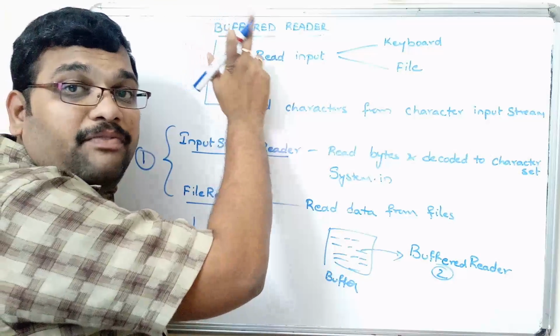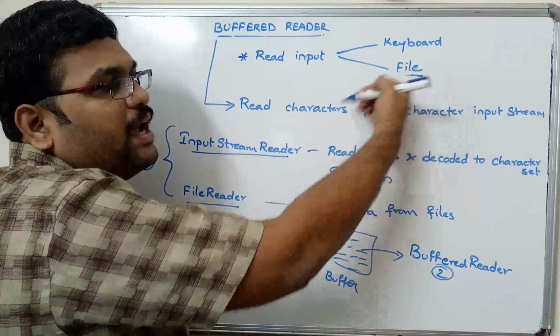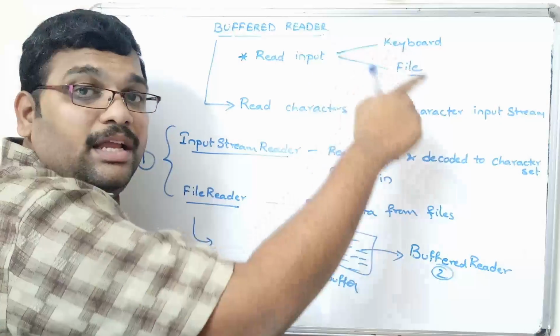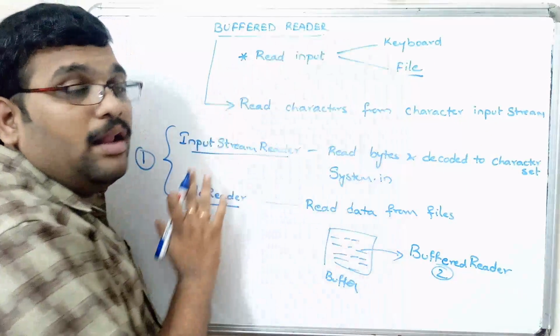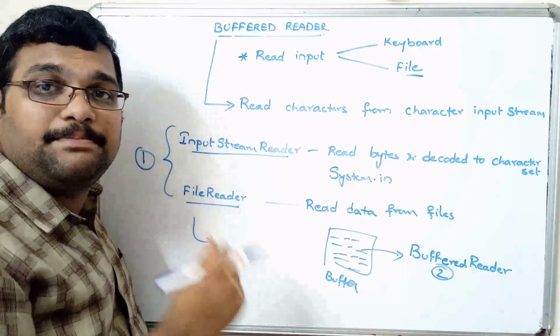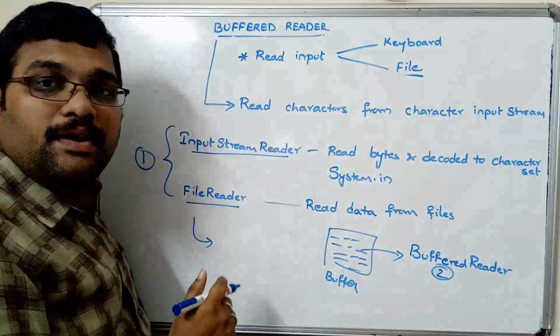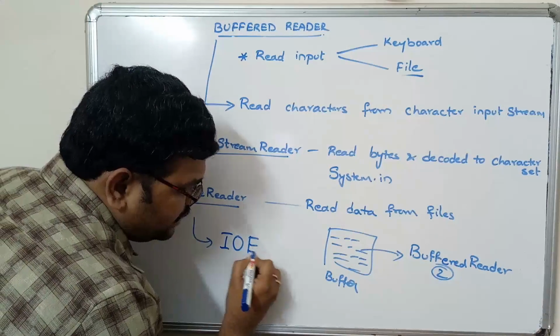So by using this BufferedReader, we can read an input from keyboard and file. If we are accessing the data from a file which doesn't exist, an exception will be raised. So we have to throw an exception while using this BufferedReader. That exception is called IOException.